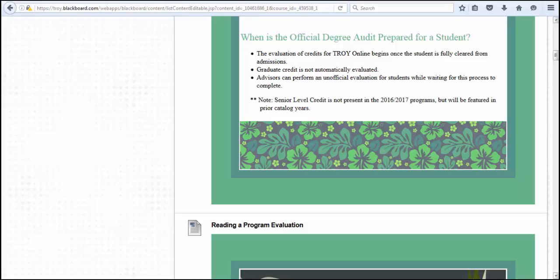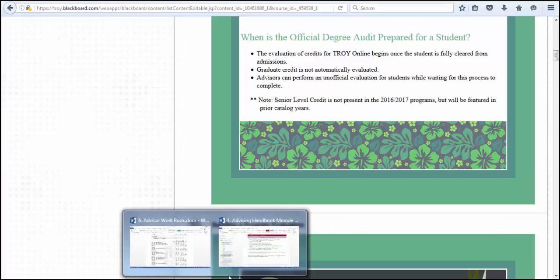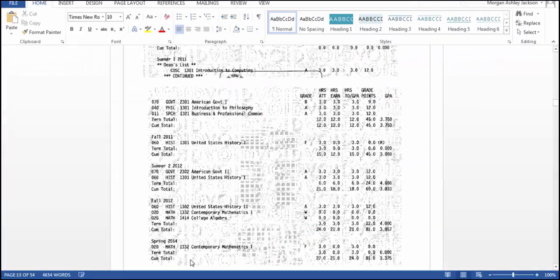We generally say it can take up to 6 weeks once they're cleared, so it is important for anybody who's helping the student with their coursework to determine what courses they do and don't need in order to take their first term with us. So one of the things that we can do is look at the student's transcripts in order to figure out what's going on with the student.